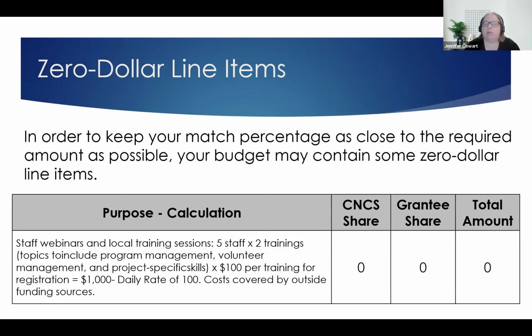So you can do what's called a $0 line item. If you'll notice here, you still have the purpose and the calculation filled out. So this is staff webinars and local training sessions. So it's 5 staff times 2 trainings, topics to include program management, volunteer management, and program specific skills, times $100 per training for registration equals $1,000. And that last line there, it says costs covered by outside funding sources. So you don't have to report on these expenses to Serve Washington because there are not actually any costs allocated to the budget because the CNCS share is 0 and the grantee share is 0, but it shows that you are providing this staff training for your staff members.